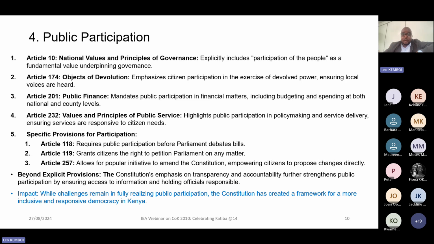Then the other specific, Article 118, makes it mandatory for Parliament to go through public participation. And then 119 on petitions. Again, Article 257 on the amendment of the Constitution. So you see that public participation is a principle that is woven entirely within the Constitution. So there are two problems that you see with this major outstanding thing.